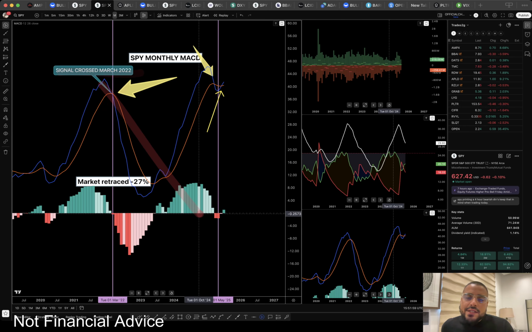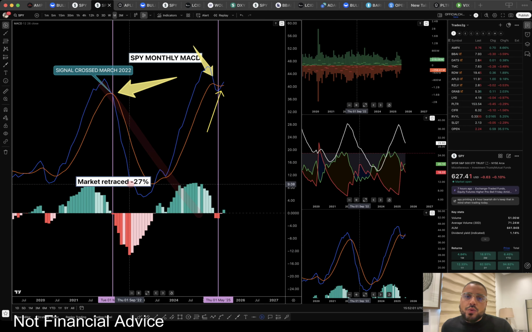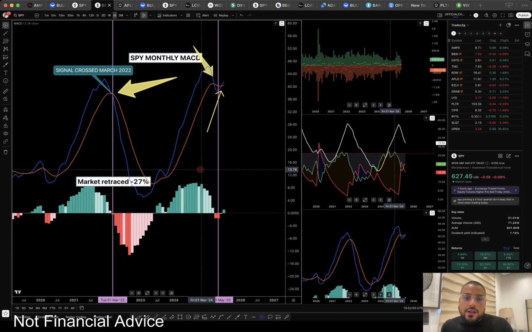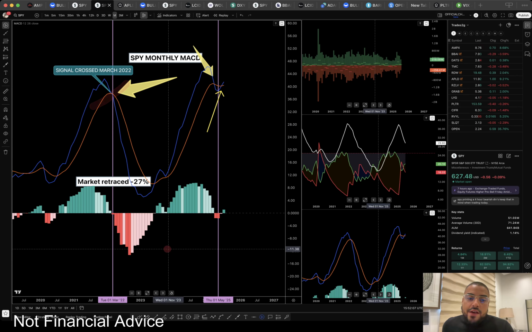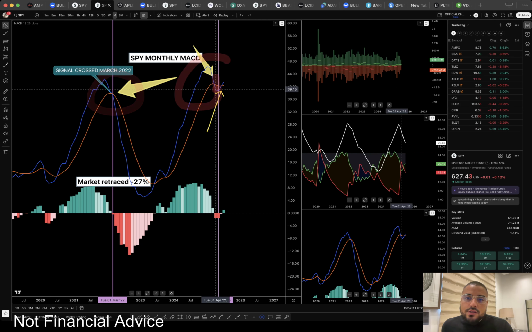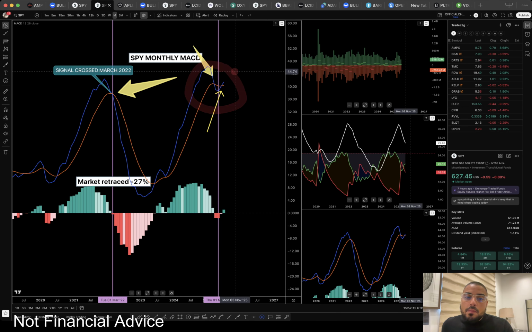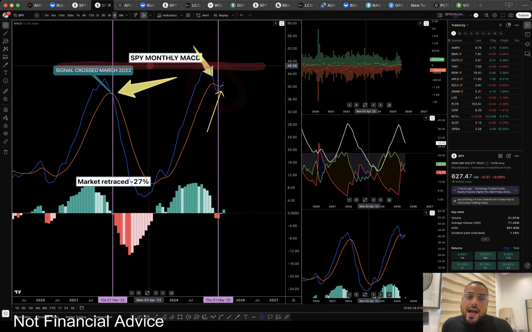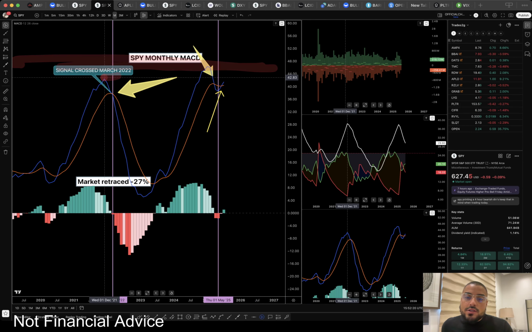We made a massive retracement of 20% to the downside. Massive retracement since we crossed. We haven't crossed from the upper side up until 2025. Not only that, we're higher. The MACD is higher than the 2022 line.